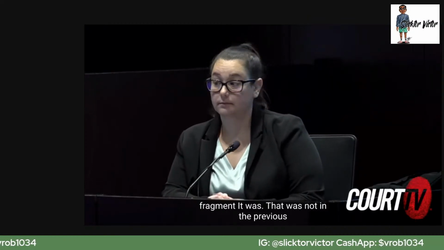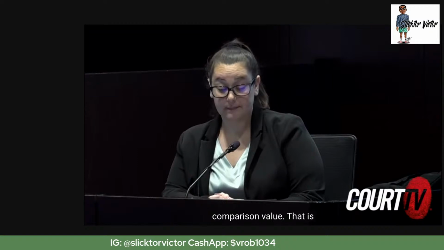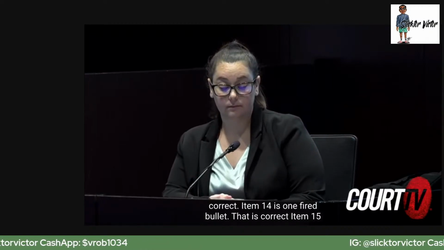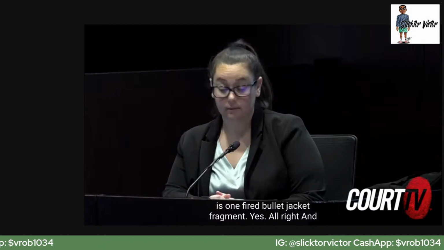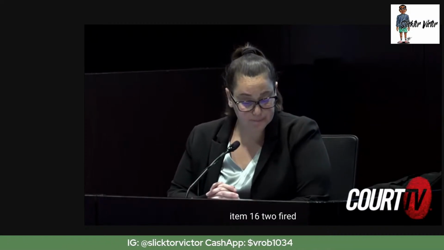Item 14 is one fired bullet. That is correct. Item 15 is one fired bullet jacket fragment. Yes. All right. And item 16, two fired bullet jacket fragments, 16A and 16B. So I guess there was a third item that had two items. Yes, sorry. Okay. All right.